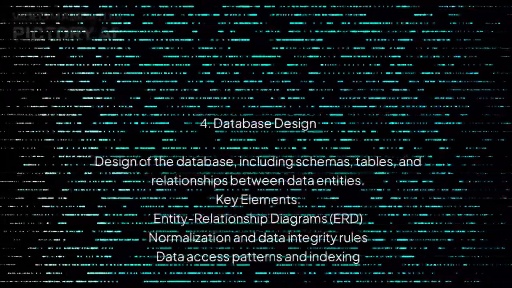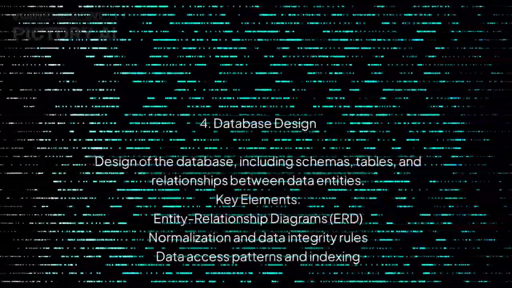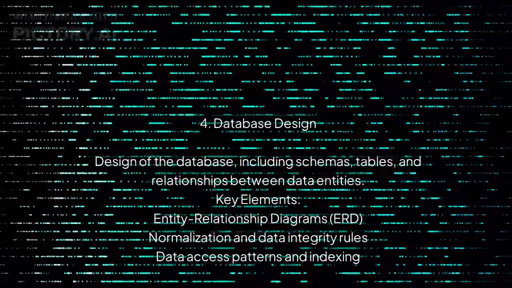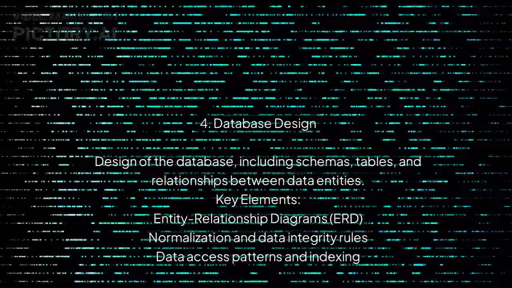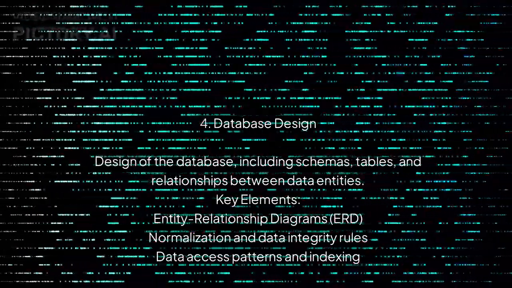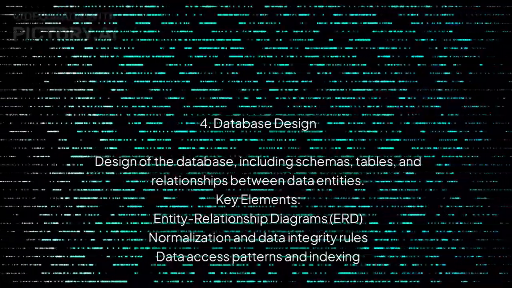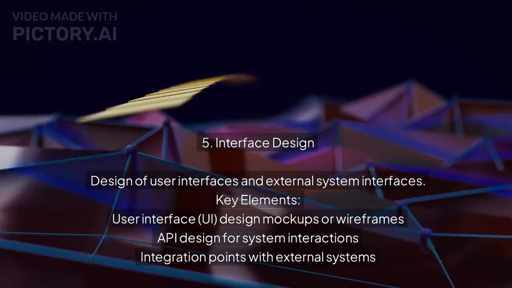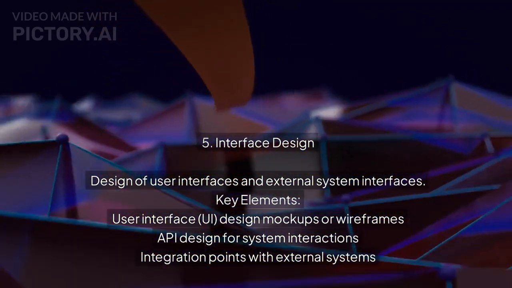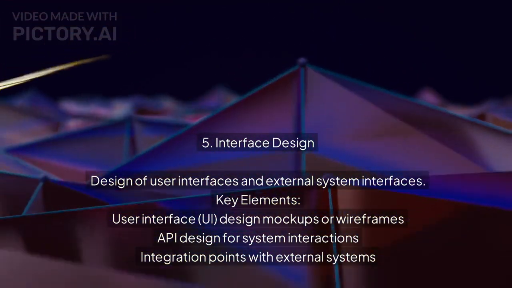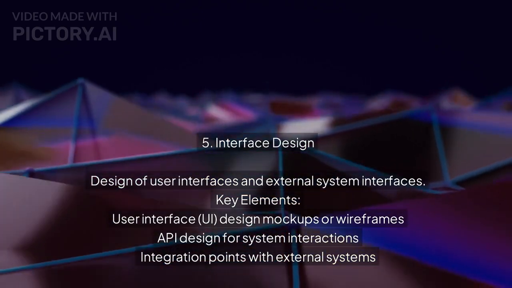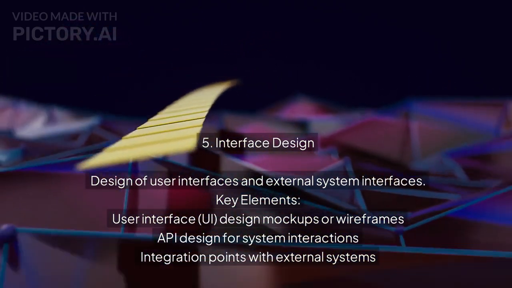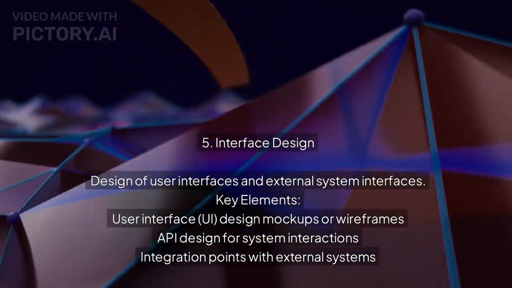4. Database design: design of the database, including schemas, tables, and relationships between data entities. Key elements: entity relationship diagrams, ERD, normalization and data integrity rules, data access patterns and indexing. 5. Interface design: design of user interfaces and external system interfaces. Key elements: user interface, UI, design mockups or wireframes, API design for system interactions, integration points with external systems.